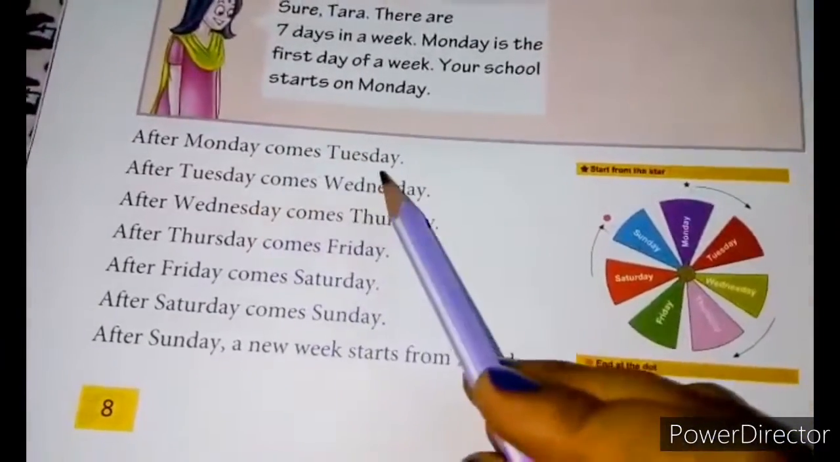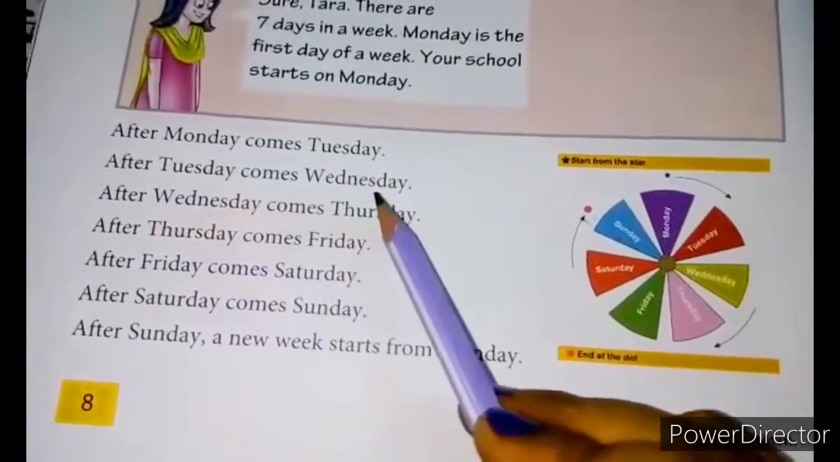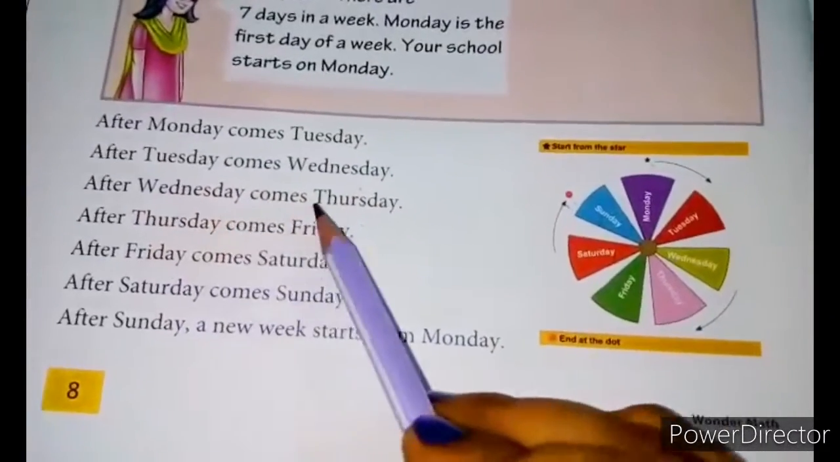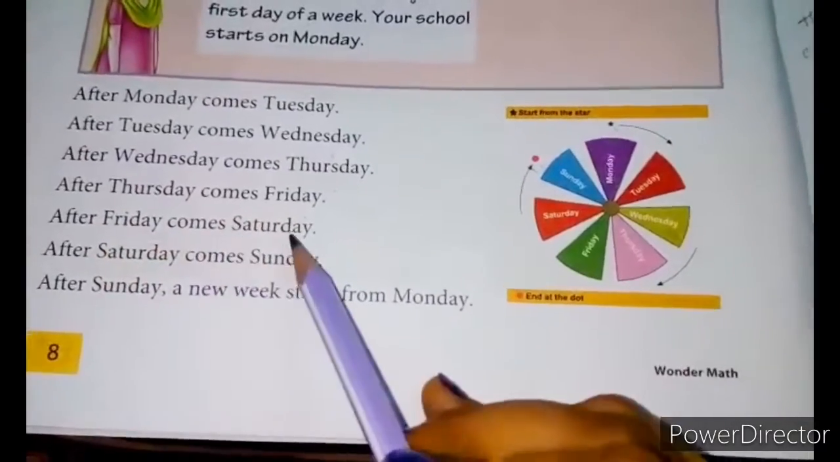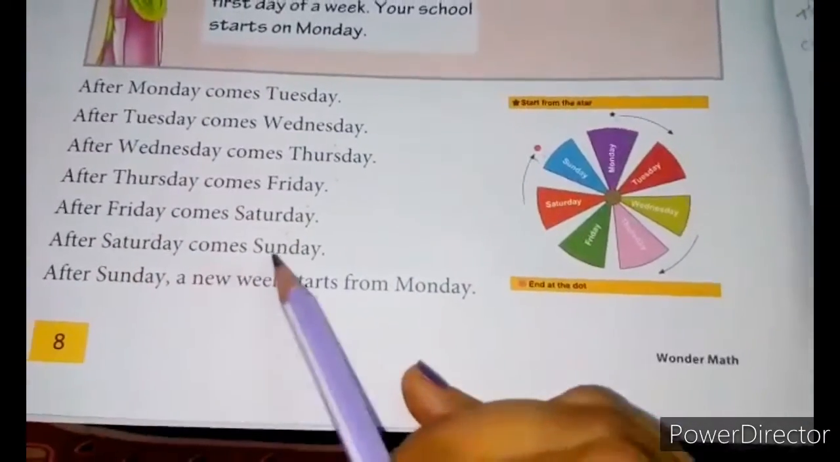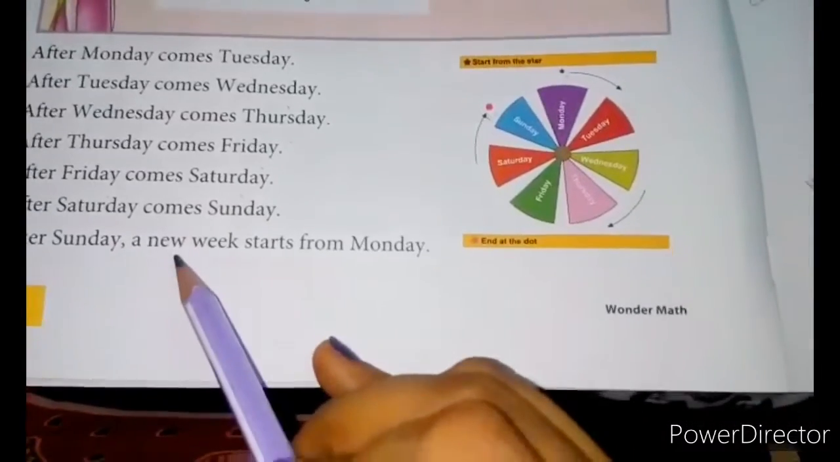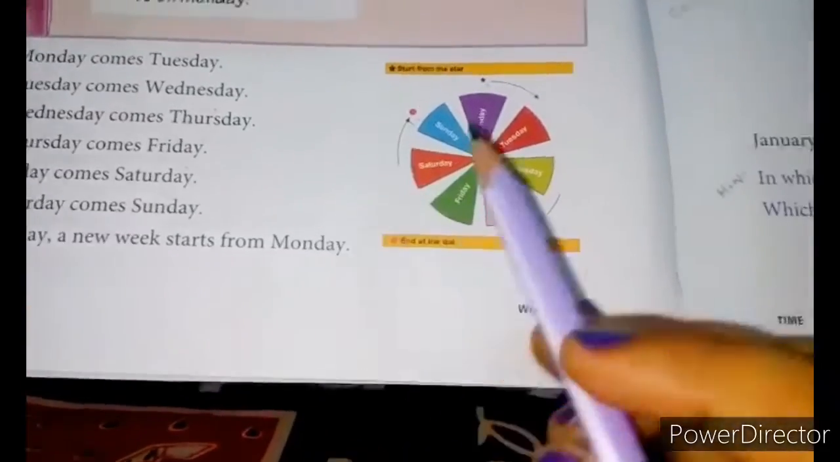After Monday comes Tuesday. After Tuesday comes Wednesday. After Wednesday comes Thursday. After Thursday comes Friday. After Friday comes Saturday. After Saturday comes Sunday. After Sunday, a new week starts from Monday again.